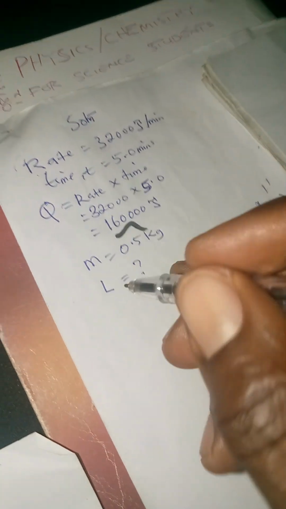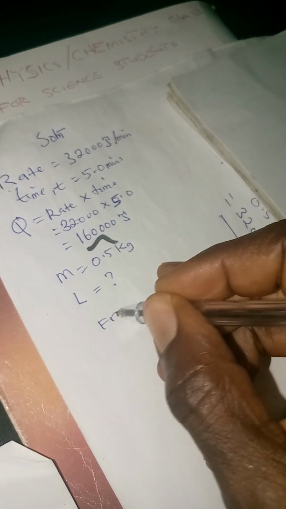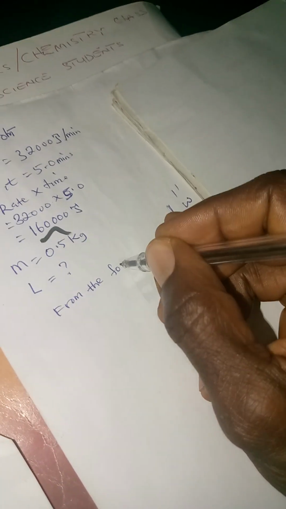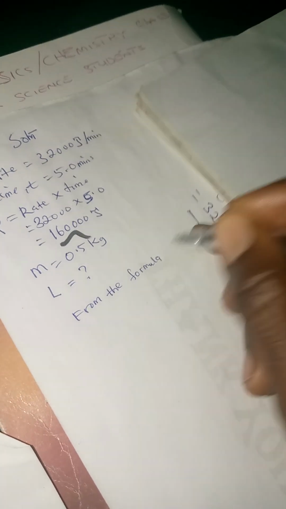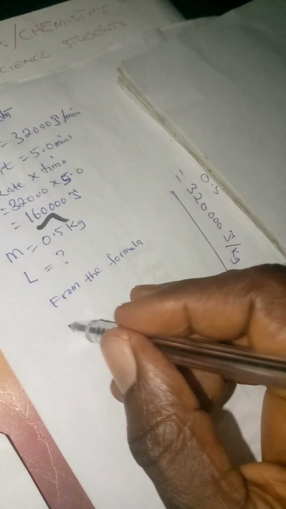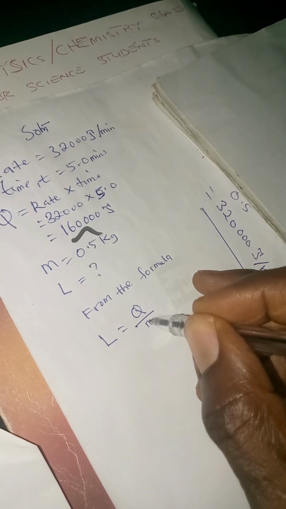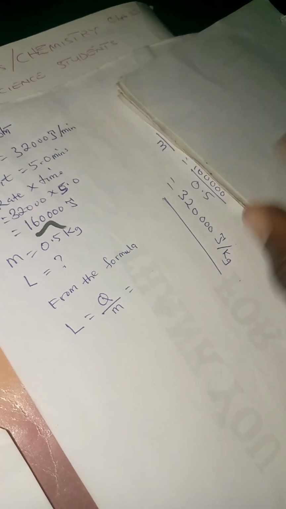So I like starting from the formula. Which formula really fits this particular issue on ground? You discover it is latent heat equal to the quantity of heat all over the mass. What is your quantity of heat?